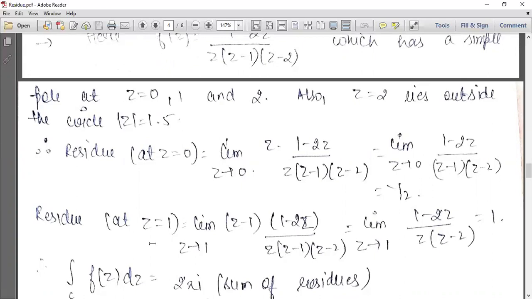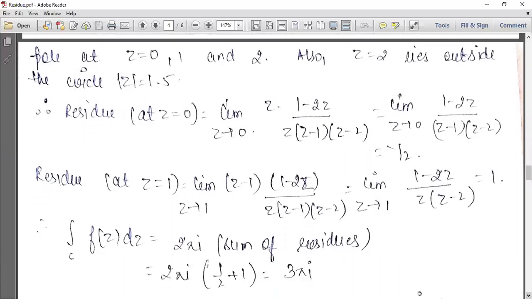Now I will calculate the residue at z equal to 1. This will be given by the limit as z approaches 1 of (z minus 1) into my f of z, which is (1 minus 2z) divided by z into (z minus 1)(z minus 2). So z minus 1 will get cancelled and I will be left with (1 minus 2z) over z into (z minus 2). Now again replace z with 1, because z is approaching 1, and my residue will be 1.